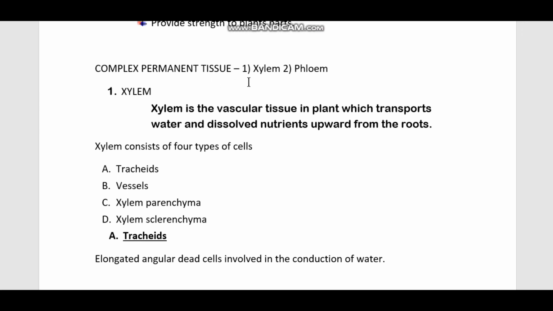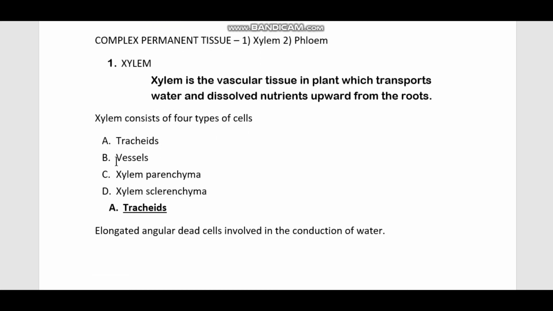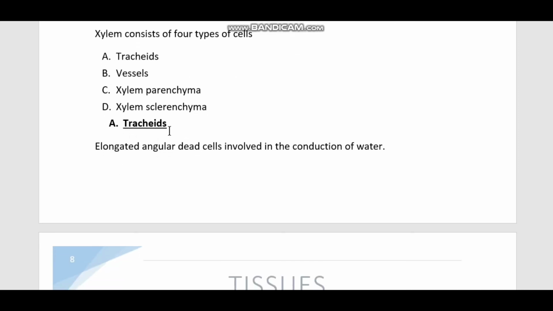Complex permanent tissue. There are two types: xylem and phloem. Xylem is a vascular tissue in plants which transports water and dissolved nutrients upwards from the roots. Xylem consists of four types of cells: tracheids, vessels, xylem parenchyma, and xylem sclerenchyma.